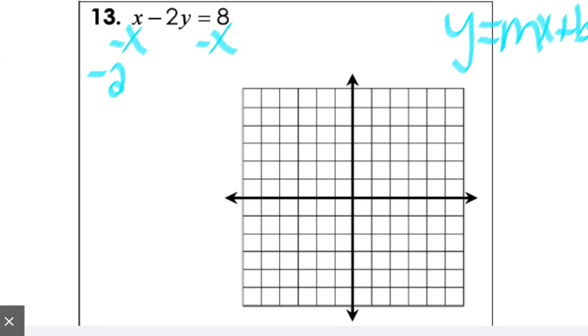I'll have negative 2y equals, now remember we want the x term to be first because we want it to be in slope-intercept form. Now I'm going to divide everything by negative 2.